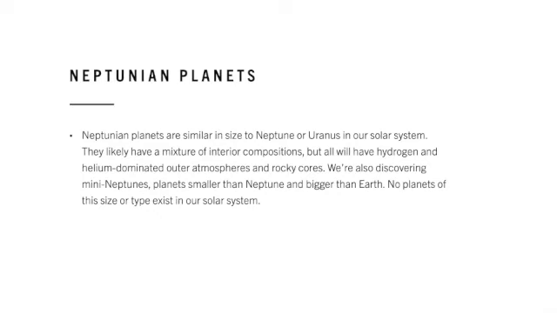Neptunian planets. These planets are similar in size to Neptune or Uranus in our solar system. And they have a lot of mixture of compositions, but they all have hydrogen and helium dominated outer atmospheres and rocky cores. And we don't have any of these types of planets in our solar system.